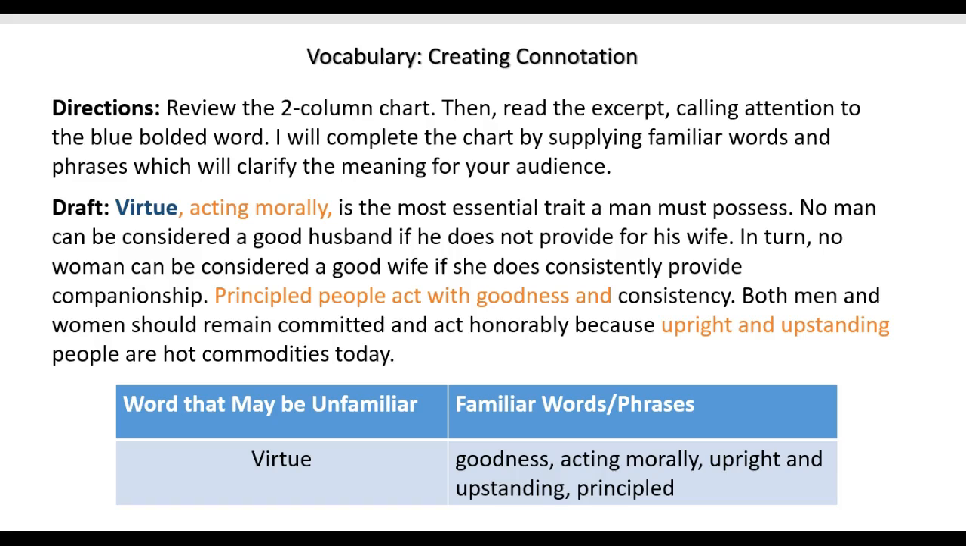So what I did was added principled as the first word of the sentence, and then people act with goodness, so I added goodness, but I couldn't just plop goodness in. I had to relate goodness to the subject. So principled people act with goodness and then consistency was there. The other part of the original sentence said both men and women should remain committed and act honorably, so I added because in order to embed the remaining clarifying phrase, because upright and upstanding people are hot commodities today.